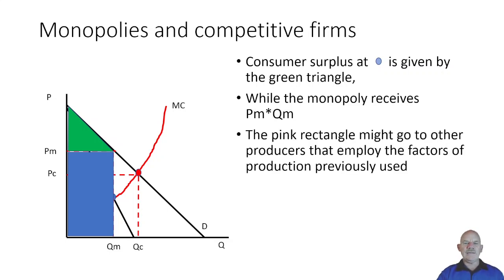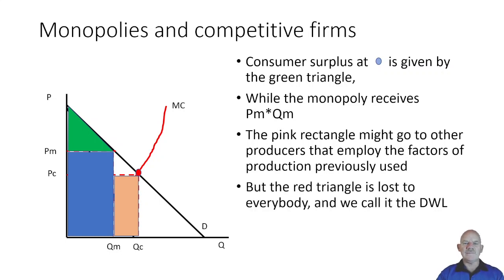The pink rectangle might go to other producers, because only QM is now produced, so fewer laborers and capital are needed to produce QM. So it could be that factors of production are set free to produce other things, but that will not necessarily happen. That may happen in the best case scenario.